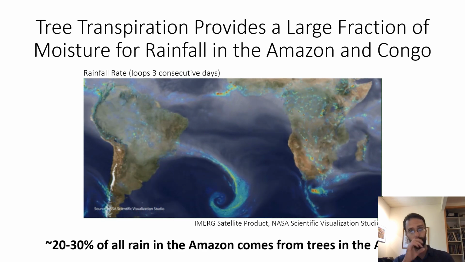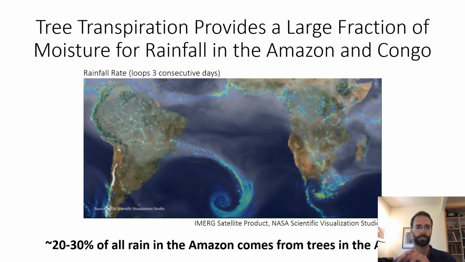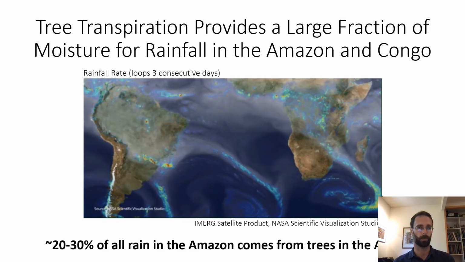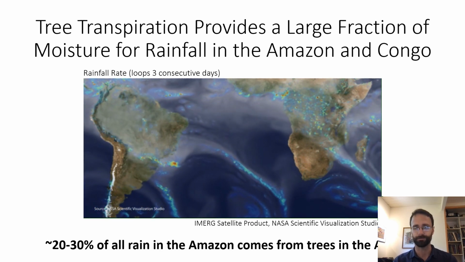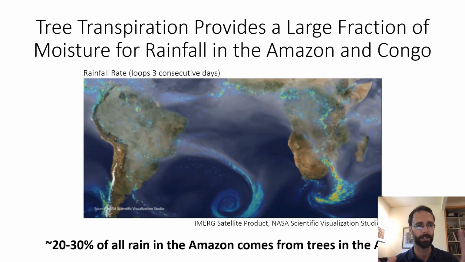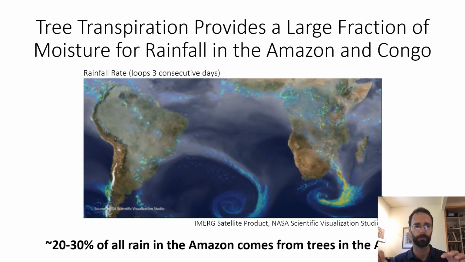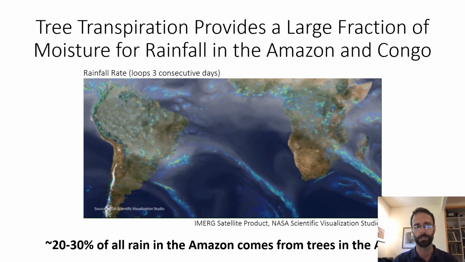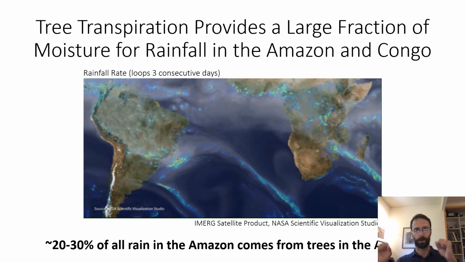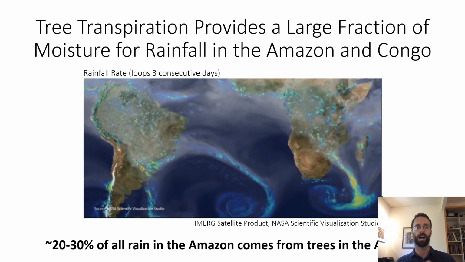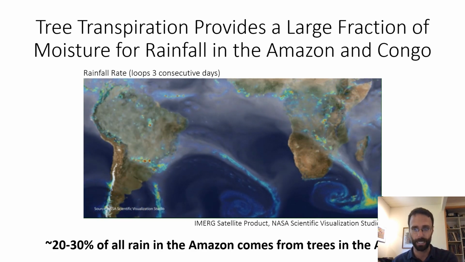So the visualization here loops over 3 days, and the color shading represents rainfall. So much like you would see on a weather radar on the TV forecast. You notice that rainfall sort of appears each day, and it appears out of nowhere in this sort of pulsing motion over the Amazon, for example. It's also happening over the Congo as well. So that rain, that pulsing, is coming from trees that are transpiring water into the atmosphere above the Amazon.